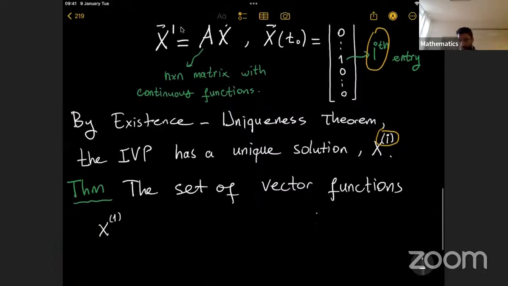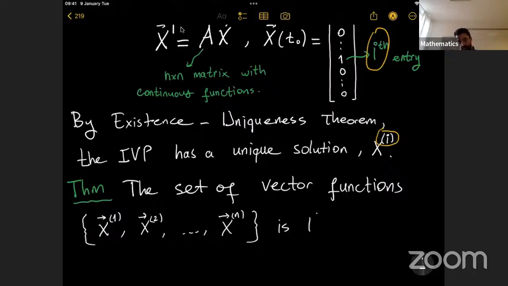x1, x2, up to xn. These are the solutions of the IVP. They are all vector functions like this, okay, and the set is linearly independent.